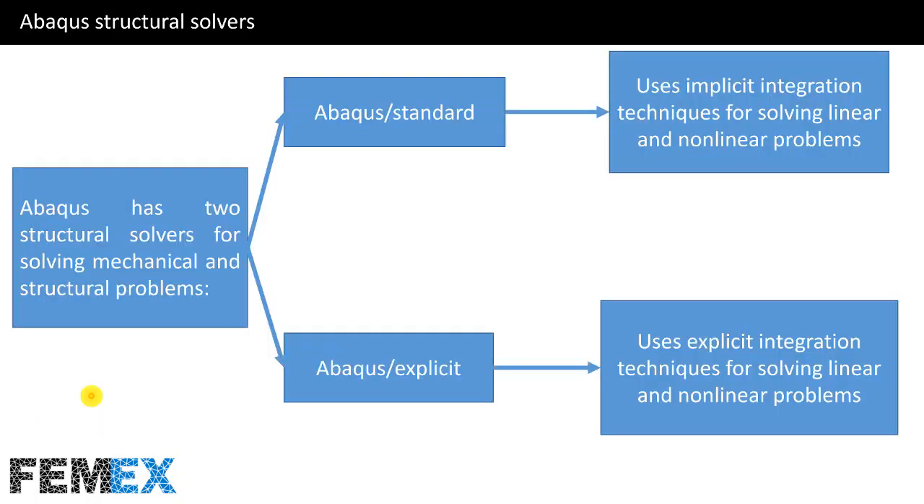Abaqus has two structural solvers for solving mechanical and structural problems: Abaqus standard and Abaqus explicit. Abaqus standard uses implicit integration techniques for solving linear and nonlinear problems, and Abaqus explicit solver uses explicit integration techniques for solving linear and nonlinear problems. Both of these solvers are very powerful in solving nonlinear mechanical problems.